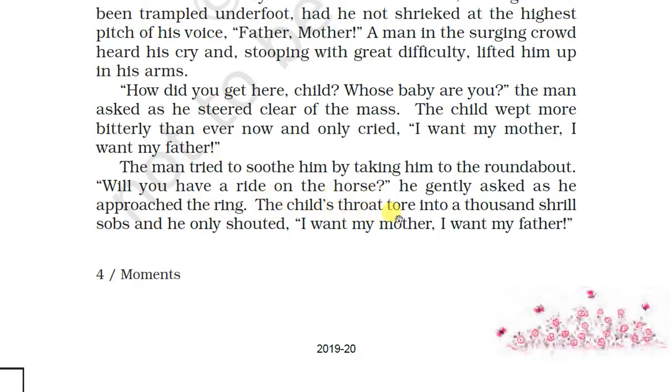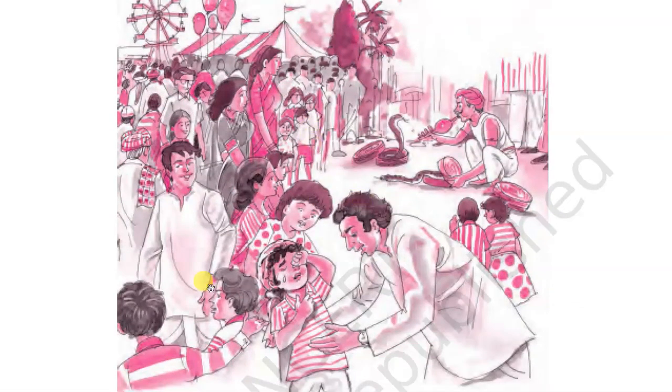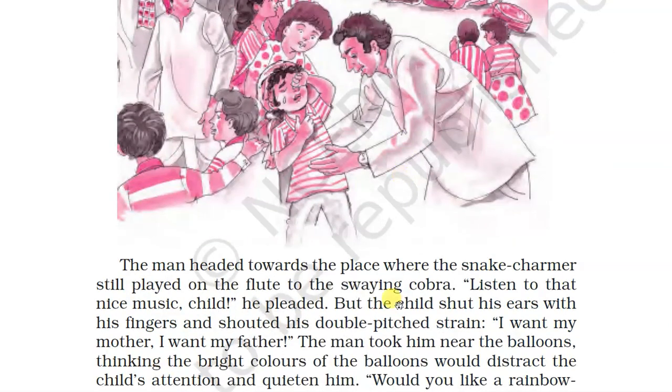The child's throat tore into a thousand shrill sobs and he only shouted, I want my mother, I want my father. Throat tore into a thousand shrills means he wept very loudly and cried only one thing: I want my mother, I want my father. Here you can see the person bending down and holding him in his hand.